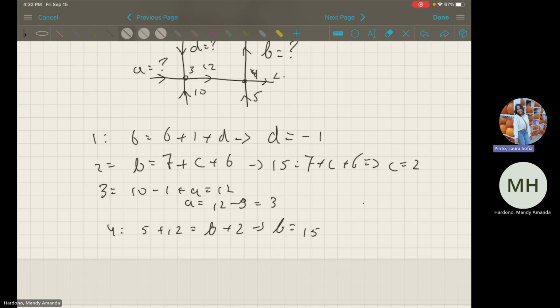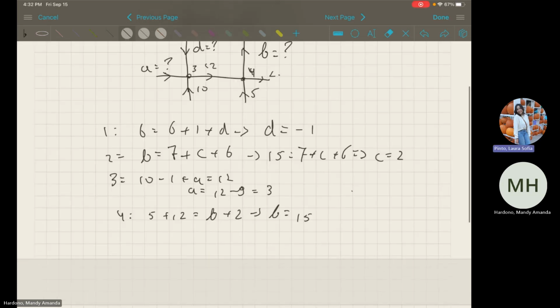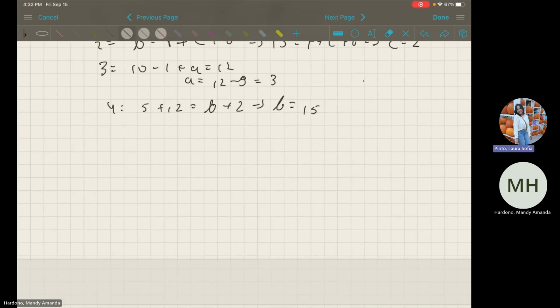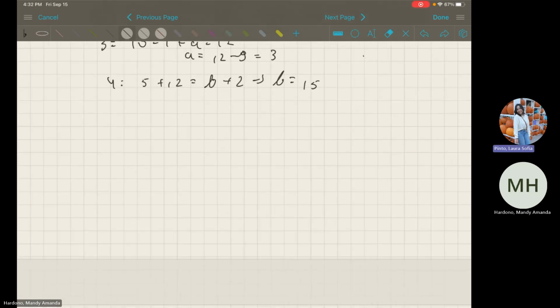Yes, just to make sure I read correctly. So for node 4, 12 and 5 are entering, and then going east, that's 2, right? Yes. Okay. You're good. Is that clear? Good. Okay.